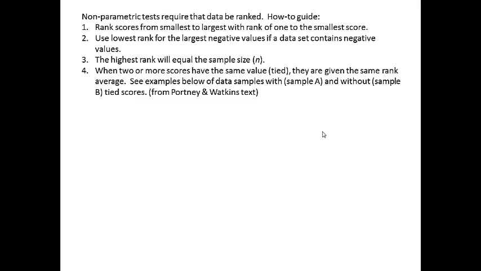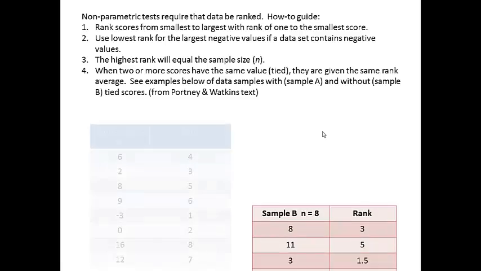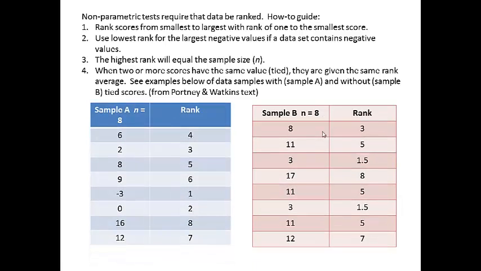And I also collected two samples of this, one with and one without tied scores, from a Portney-Watkins text. You see here in sample A that we have 8 subjects, and we ranked them from least to greatest. Our least score was a -3, and our greatest score was a 16.